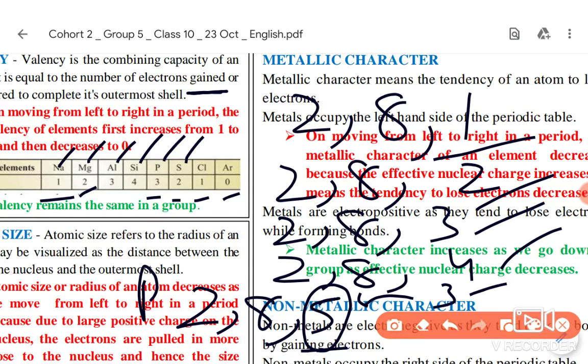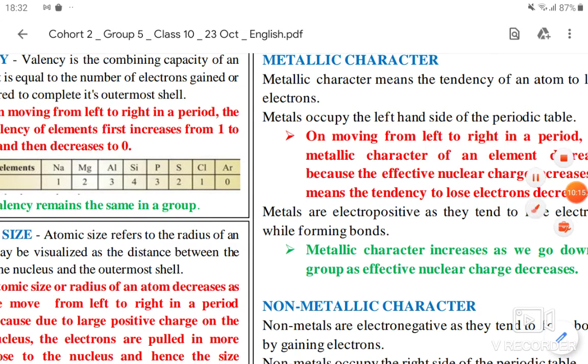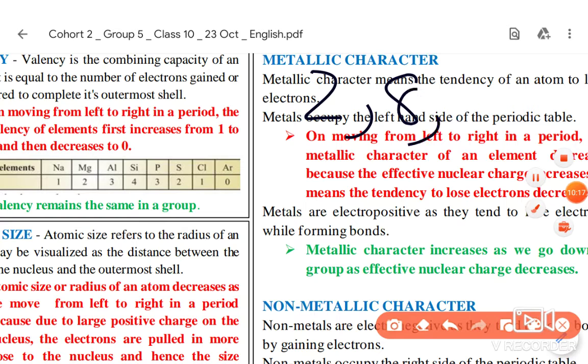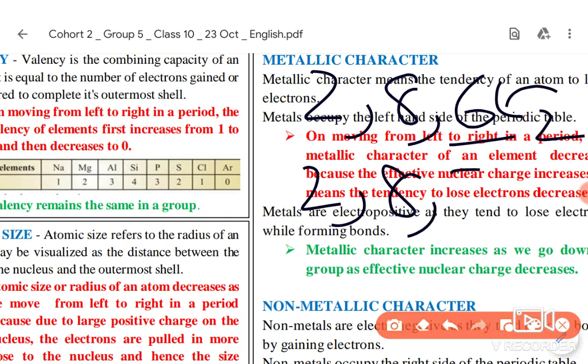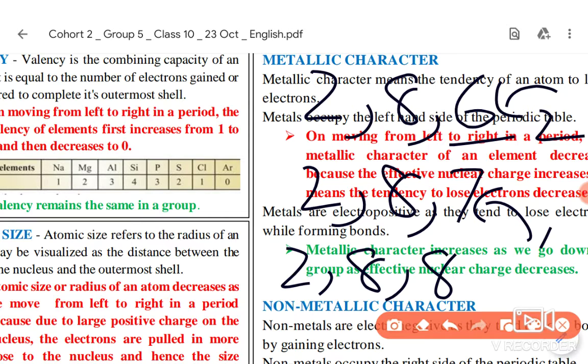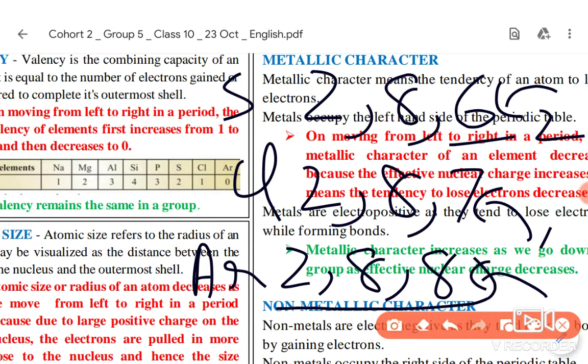It is a non-metal. Similarly, in the case of sulfur, the electronic configuration is 2,8,6. The number of valence electrons is increasing, but the valency is decreasing because it needs only 2 electrons. So it will gain 2 electrons, not lose 6 electrons. So its valency will be 2. Similarly, in the case of chlorine, its valency will be 1. And in the case of argon, the configuration is 2,8,8, so no electron is needed, so its valency is 0.